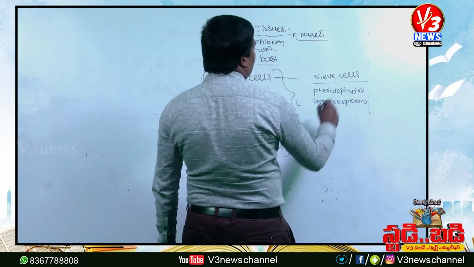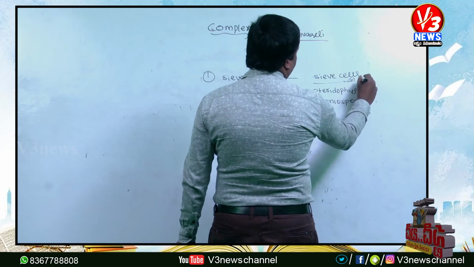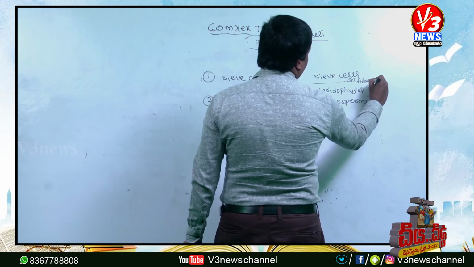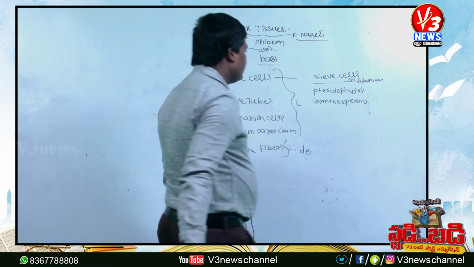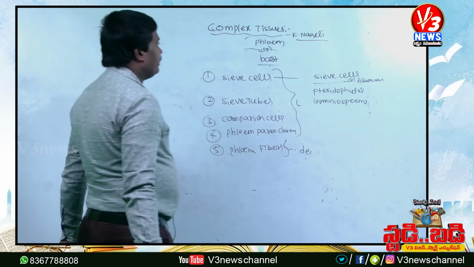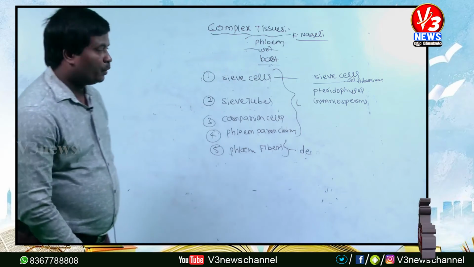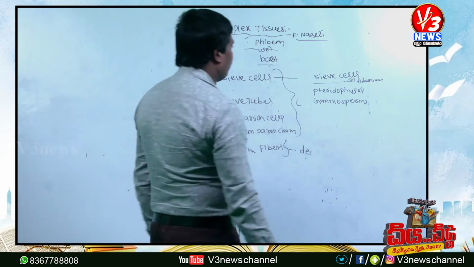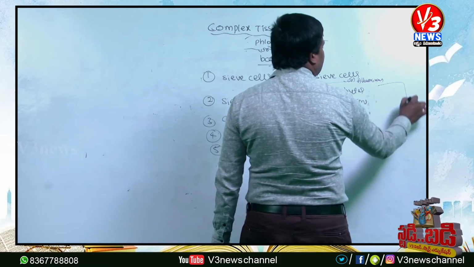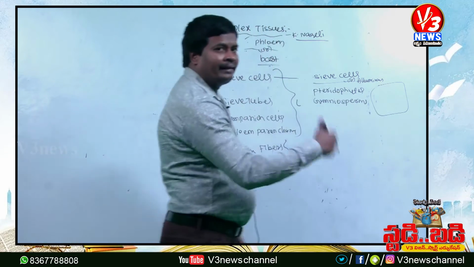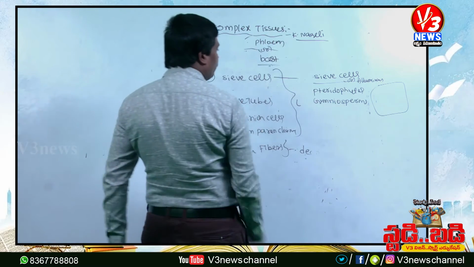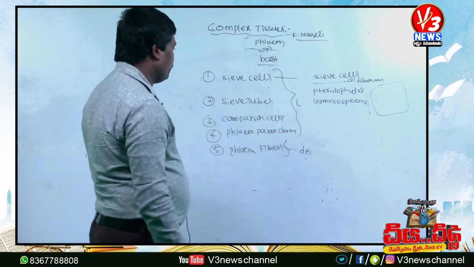Not only sieve cells, there are also albuminous cells. And they are living cells. The cell walls are made up of cellulose. They contain protoplasm. And the second one, sieve cells, means a cell-like structure. The next one is the sieve tube. Very, very important, sieve tubes.